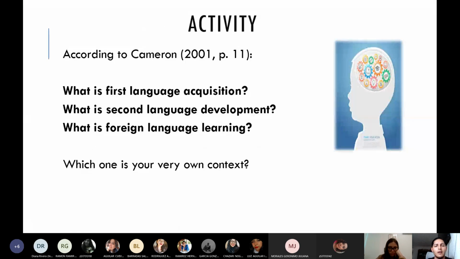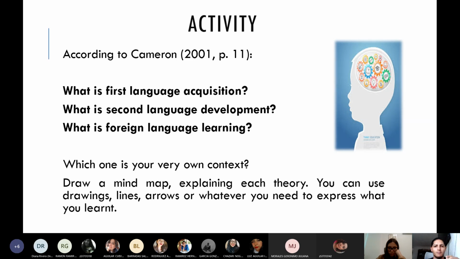Okay, well, this is an activity just for you to do at home. You're going to check it. You have already read Cameron, but just go back and check what she states regarding first language acquisition, second language development, and foreign language learning. Identify your context. It's very straightforward.